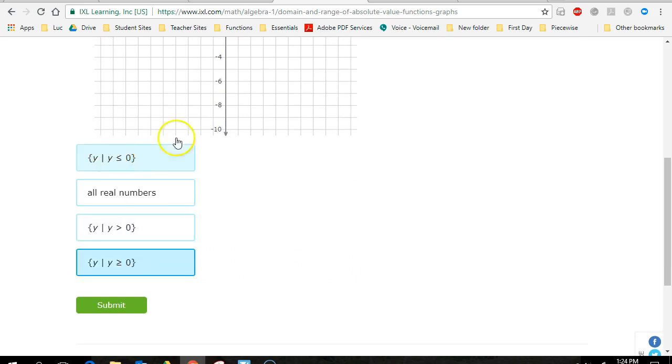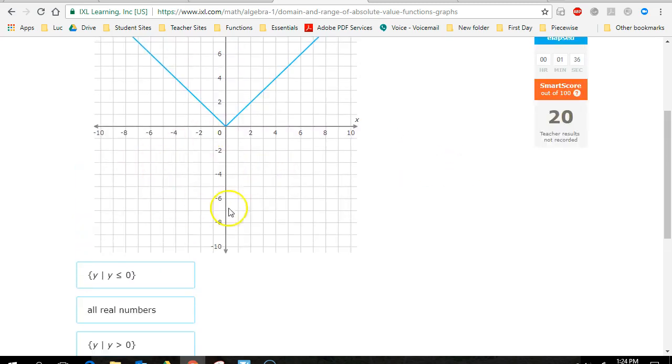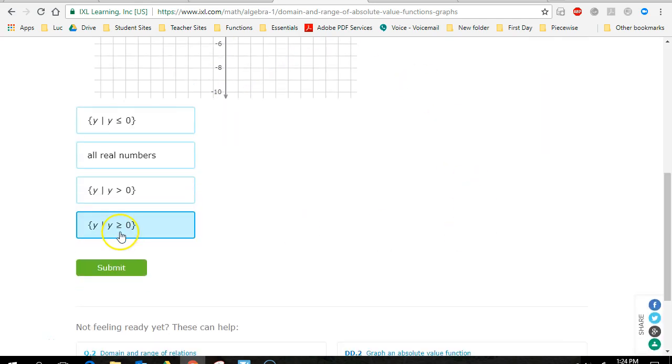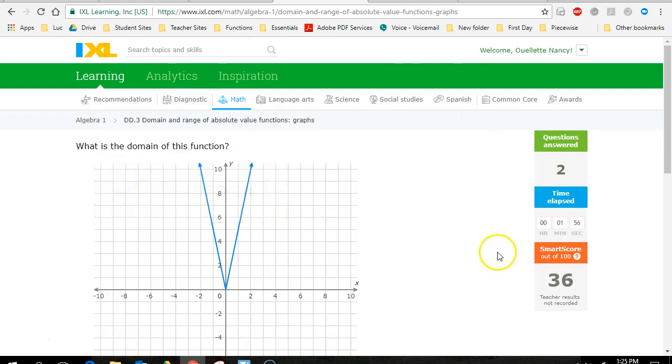Do you see it? It's not less than 0 because you don't have anything down here on this part of the graph. And then it's not only greater than 0, because 0 has to be included in your answer, in your set of numbers. So that's why we have the little equal to symbol down here, as well as the greater than. So that one is the range of that one.